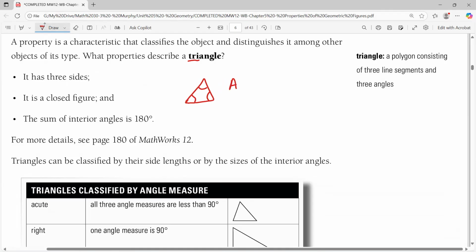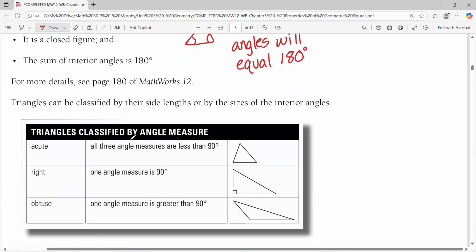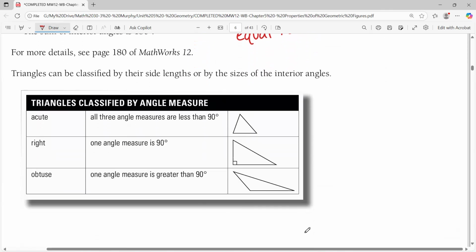adding up the angles will equal 180 degrees. And those are the three criteria. So again, that's where the name comes from, triangles. There's three angles. Okay. Now, if you have a triangle where all the angles are less than 90.